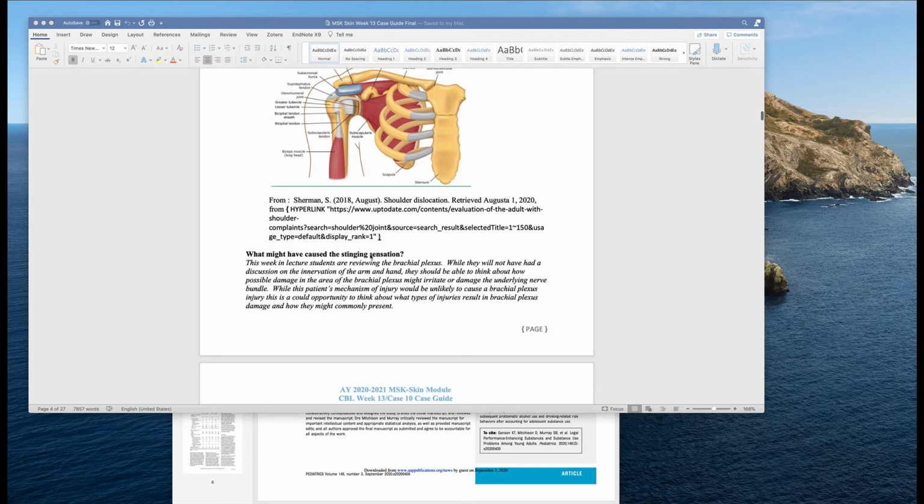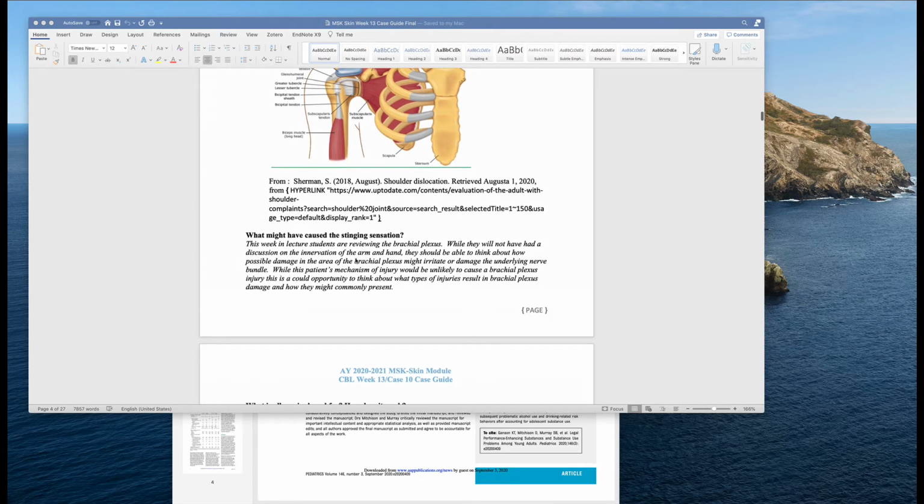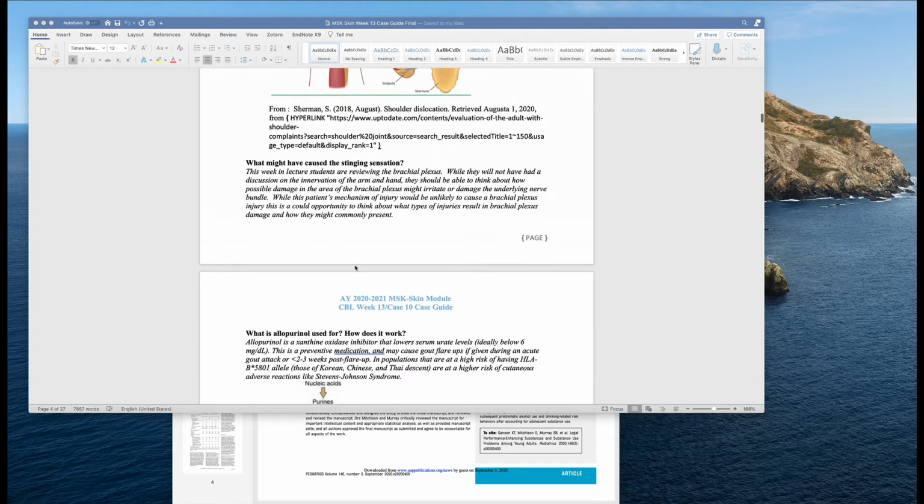The patient does have some neurologic complaints as well. Again, this is just to get the students to think about the brachial plexus. What is it? How could it be injured? This wouldn't be the most common way to injure the brachial plexus, but we do want them at least engaging with that concept because, as we said before, it's one of the more complicated anatomical structures they've come upon so far in their dissections.